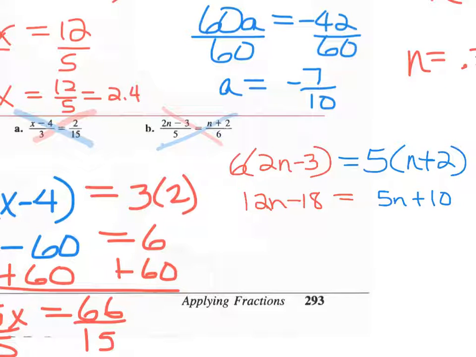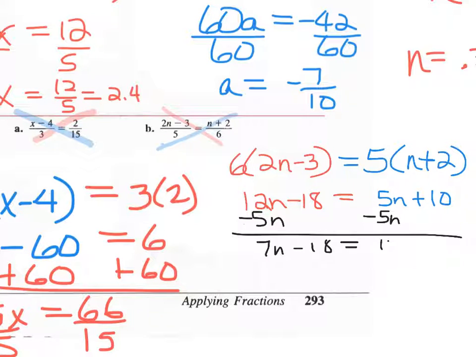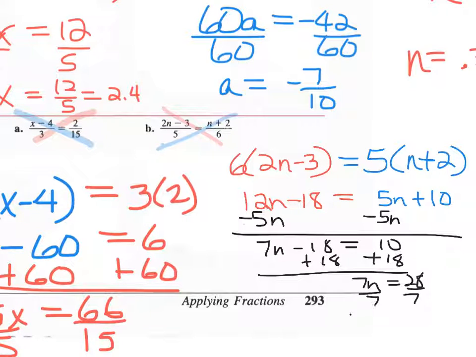I now have an equation with variables and numbers on both sides. I just need to start moving things over. So I'm going to move the 5n to the left, rewrite everything, add the 18, 7n equals 28, divide by 7, and n equals 4. So again, for solving these simple proportions, all we're doing is cross products, creating an algebraic equation that we need to solve for whatever variable was in our proportion. Next, we'll have a word problem.